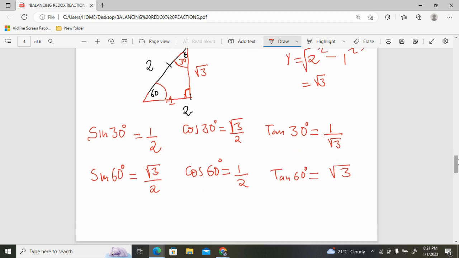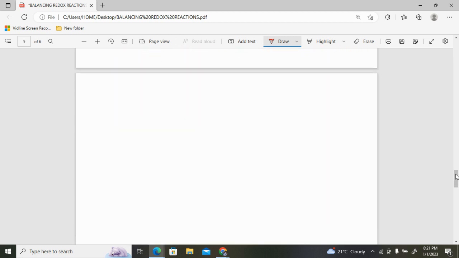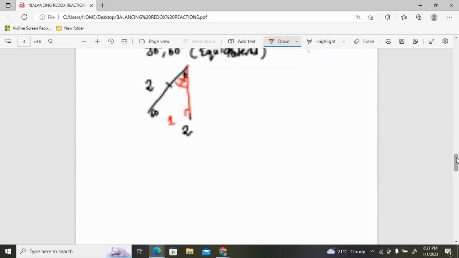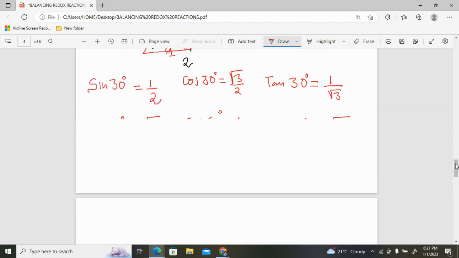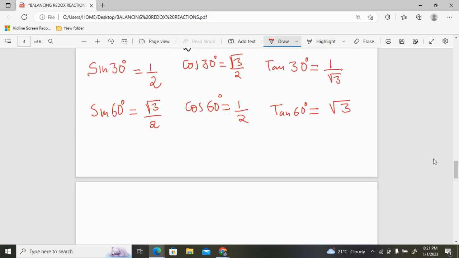Okay, we can now work out how to determine the argument of complex numbers since we know the special angles. By the way, if you have not understood what I've said, you can ask. Be free.